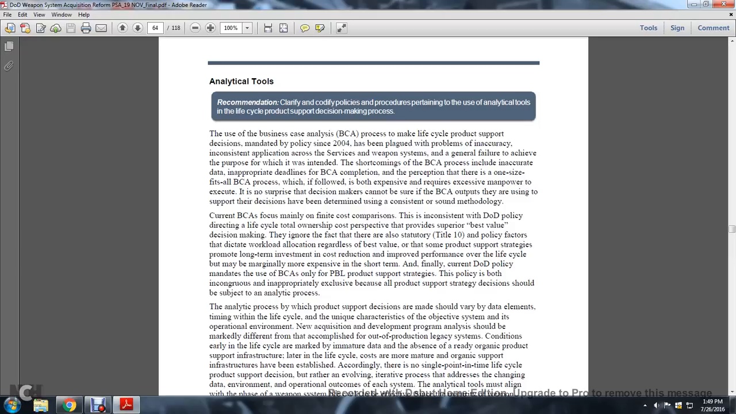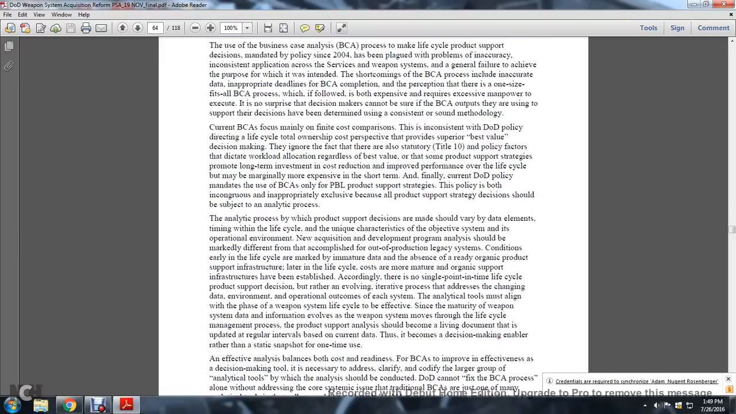Shortcomings of the business case analysis process included inaccurate data, inappropriate deadlines for business case analysis completion, and the perception of a one-size-fits-all business case analysis process, which involved both expensive requirements and excessive manpower to execute. It is no surprise that the decision maker cannot be sure that the business case analysis outputs supporting the decision have been determined using a sound methodology.